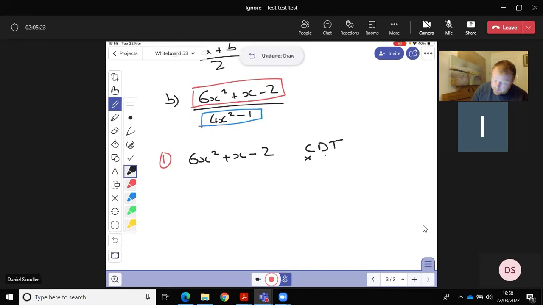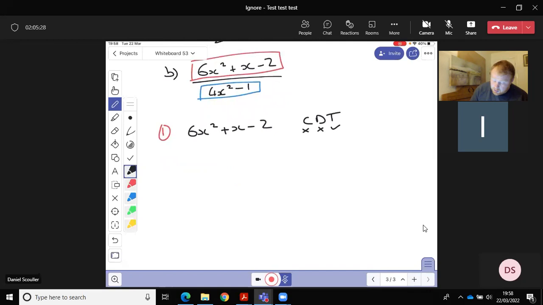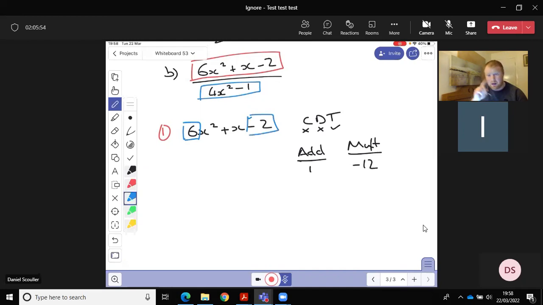CDT: there's no common factor, there's no difference of two squares, so it's a trinomial. Now it's a tough trinomial because we've got that number in front of the x squared. So remember how we're dealing with that. We add two numbers together to make 1, and we're multiplying two numbers together to make negative 12. Where does the negative 12 come from? Your 6 multiplied by your negative 2. Be careful of the sign. Always watch out for that sign.